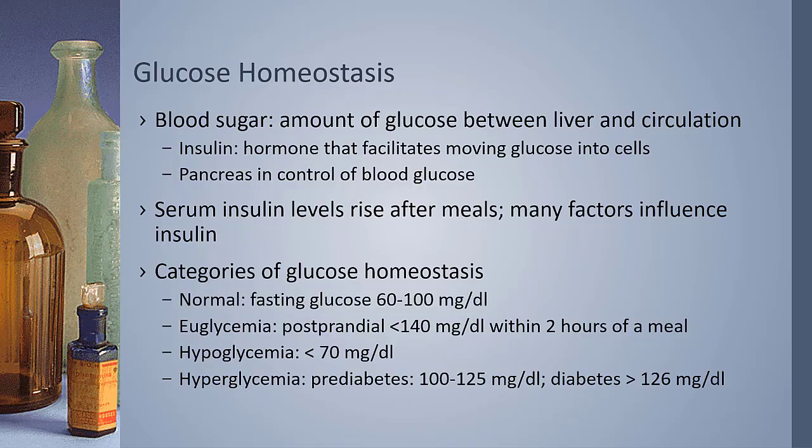The broad categories of glucose homeostasis are defined as follows. Normal glucose homeostasis is fasting blood glucose between 60 and 100 milligrams per deciliter. Euglycemia, normal postprandial glucose, is levels of less than 140 milligrams per deciliter within 2 hours after a meal. Hypoglycemia is blood glucose levels of less than 70 milligrams per deciliter. And hyperglycemia is excessive blood glucose of greater than 200 milligrams per deciliter.